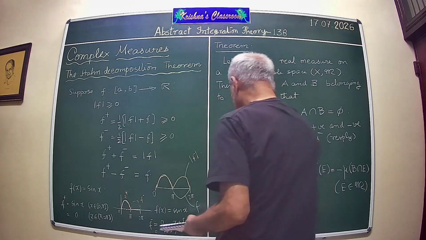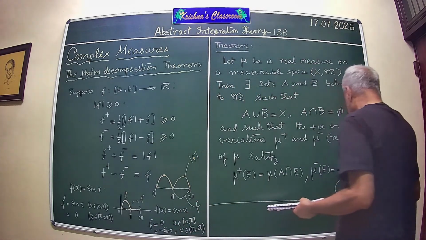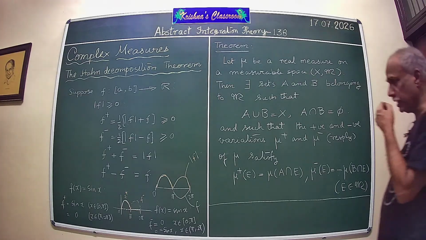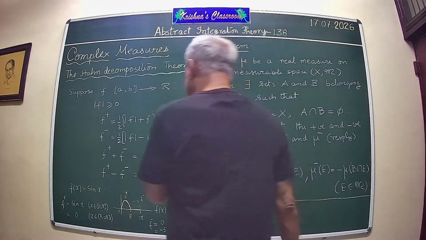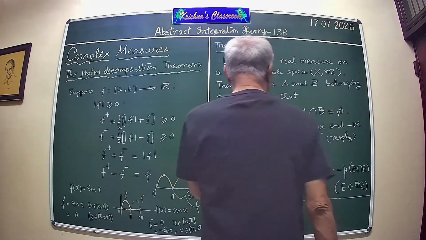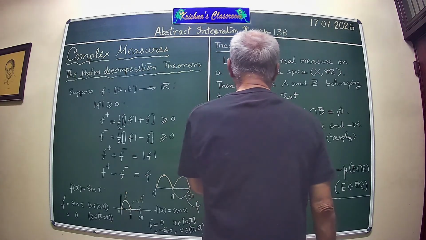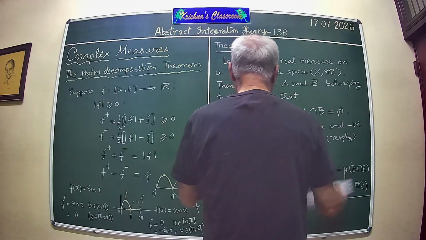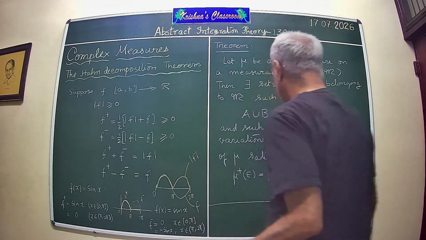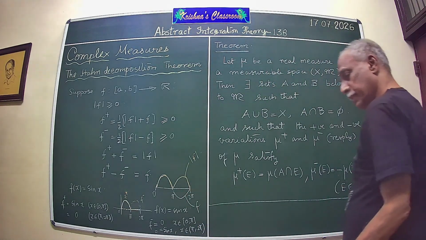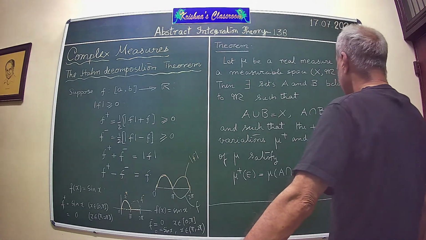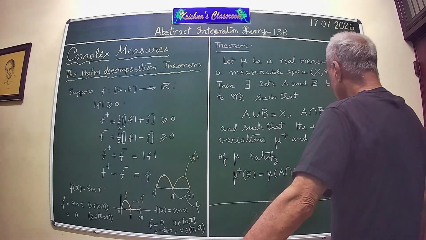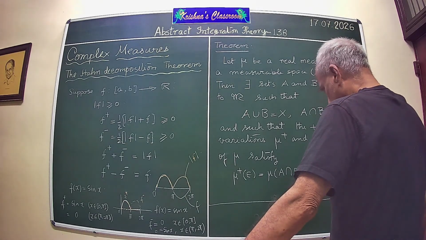So this is the theorem. You can actually partition the space into A and B, where A union B equal to X. It's a disjoint partition, the two sets are disjoint, so that A union B is equal to X and A intersection B is the empty set, and such that the positive and negative variations mu plus and mu minus of mu satisfy this.